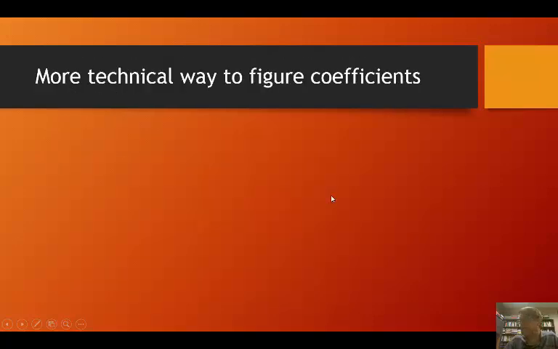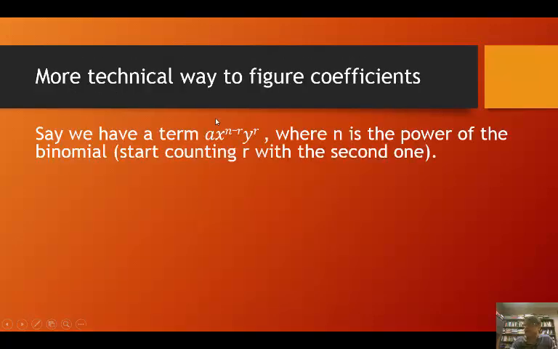But basically, let's say you want to find a term that is coefficient times x to the power it's raised to, minus the term number starting with 0, and then y to the term number starting with 0. We can plug it into this formula.